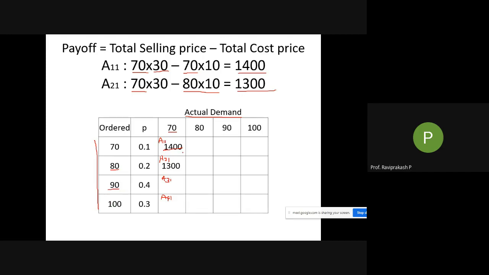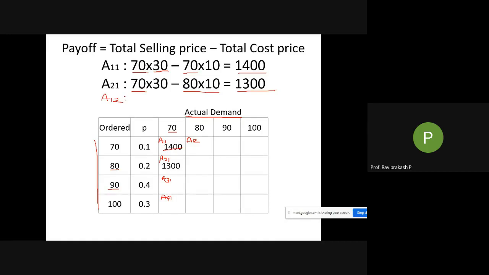Now tell me, what will be the value for A11? It's already there, 1400. Now A12, I'll just write here, A12. What is the value for A12? Calculate and tell me. 1700. Are you sure? Yes, sir. Why 1700? What will be the case here? Can you tell me? So this is A12.